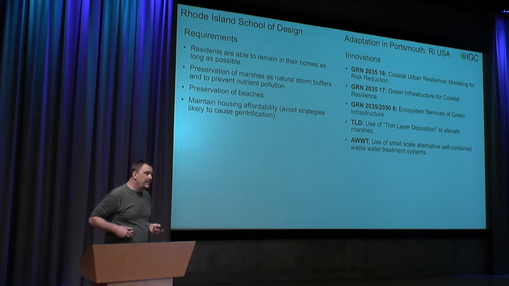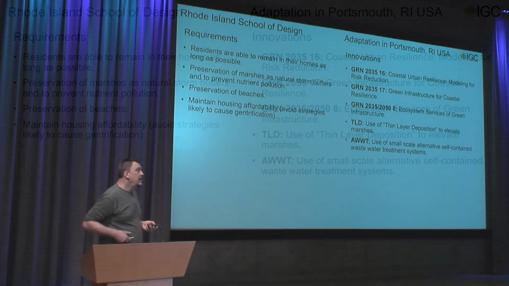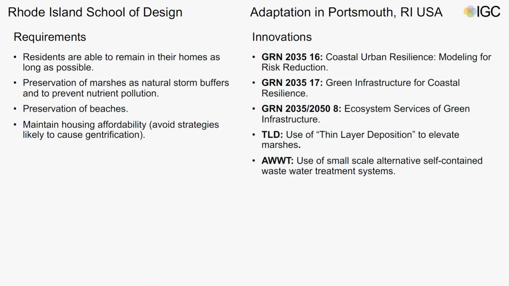And that is people are not unrealistic about the fact that by 2100, most of the areas in our study area will be underwater. Preservation of marshes as natural storm buffers are key, preservation of beaches. These are things that are really tied to the lifestyle of the local area, and maintaining housing affordability are other key factors. And really, a way to think about our project is saying, how do we deal with these areas that are going to present residual risks over the long term, where it makes no sense to prematurely abandon them, but where abandonment is likely inevitable?